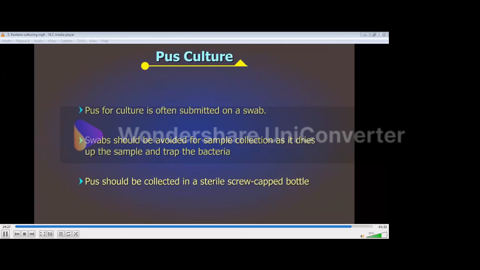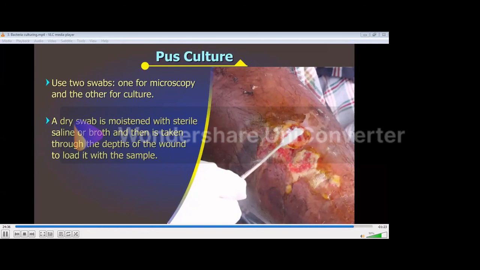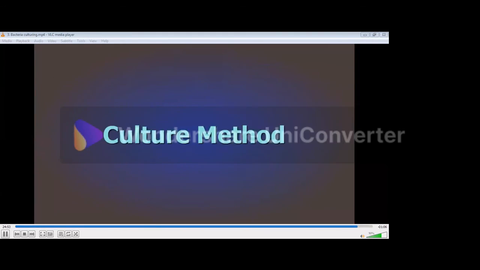If, however, a swab is decided to be used, use two swabs, one for microscopy and the other for culture. A dry swab should be first moistened with sterile saline or broth and then should be taken through the depths of the wound or lesion to load it with the sample. Always inoculate the plates first and then prepare smears for microscopy.